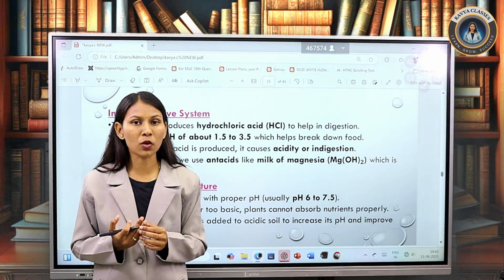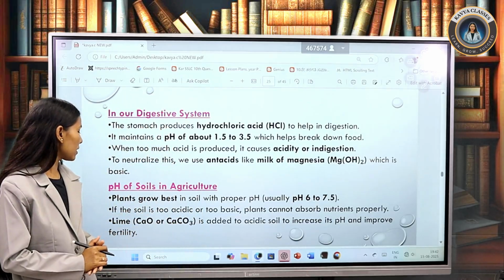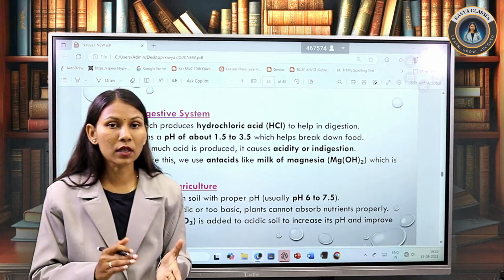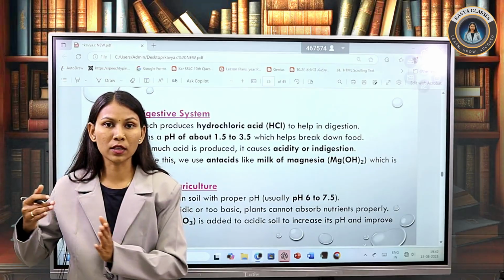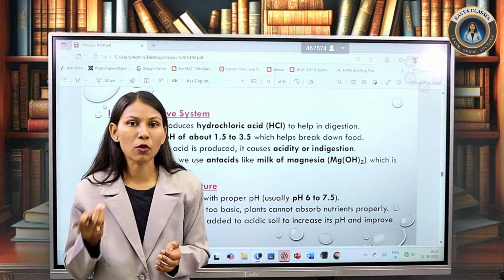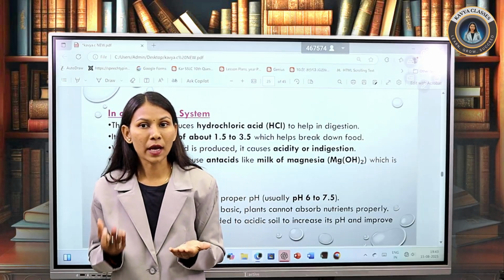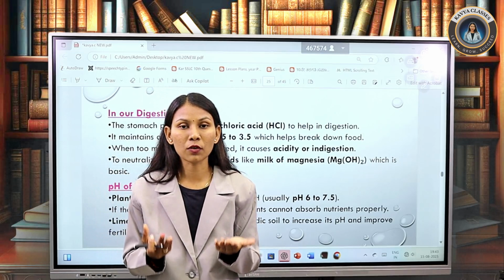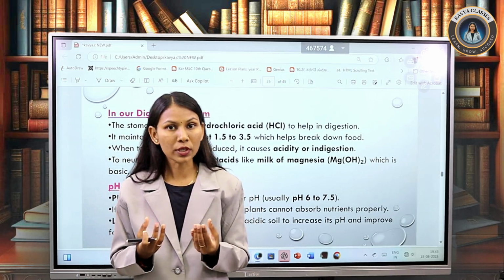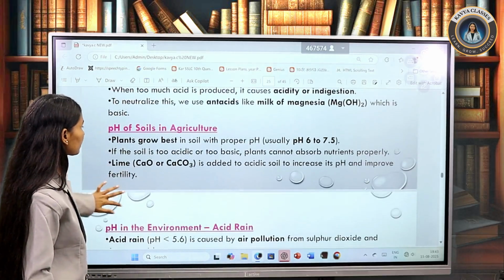So in such cases, what will farmers do? They will add some lime, that is calcium oxide or calcium carbonate, if the soil has more acidic properties. If we add calcium oxide or calcium carbonate, that is lime, this acidic property will be balanced, or the pH of the soil will be improved, so that the farmer can get a good yield of crops. Yes, let's see next.